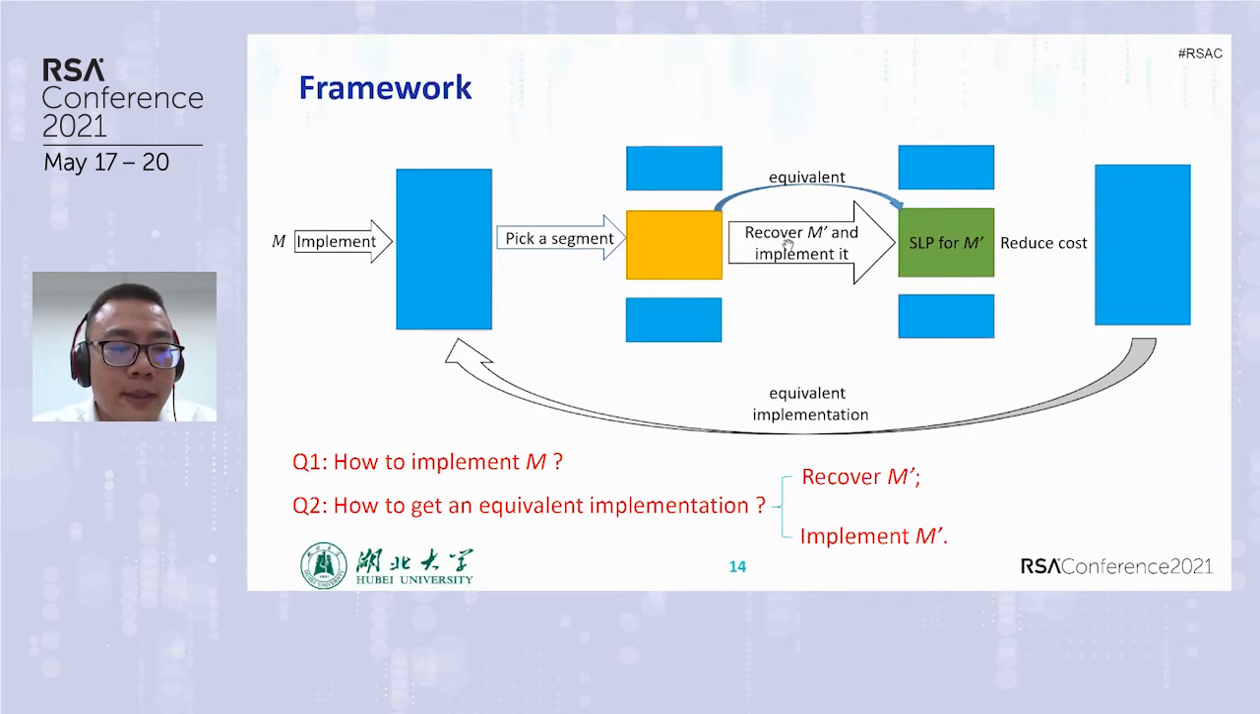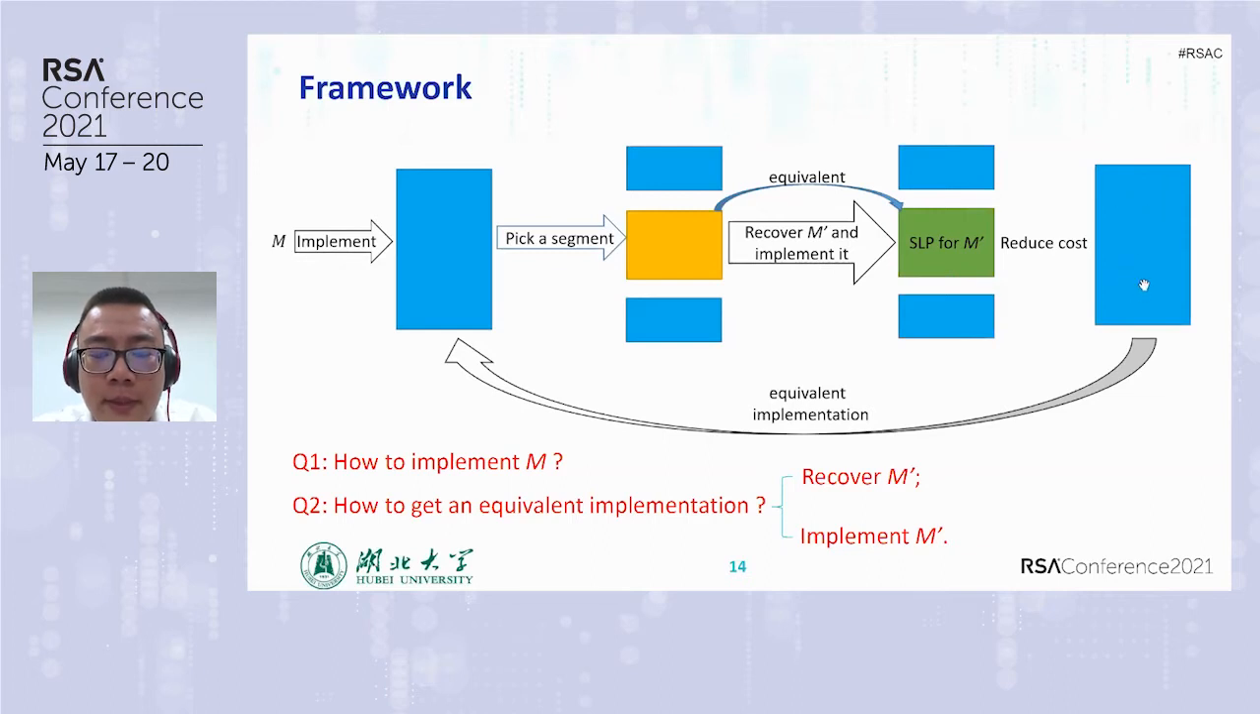Based on the heuristics and the rules introduced just now, we designed the framework like this. The matrix M is given, and we implement it. This is its implementation, and then we pick a continuous segment from it. This part can also be expressed as a binary matrix, and we can use the existing heuristics to implement it as the green part. This part is equivalent to this part, and this is also an implementation of the matrix M. We apply our reduction rules to it to get the final implementation.